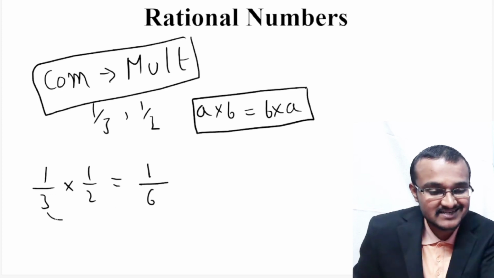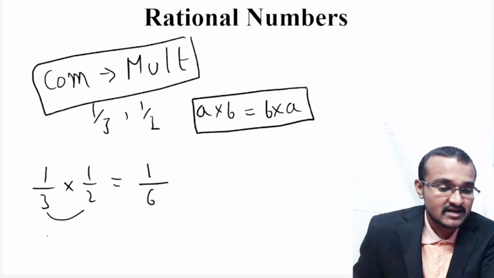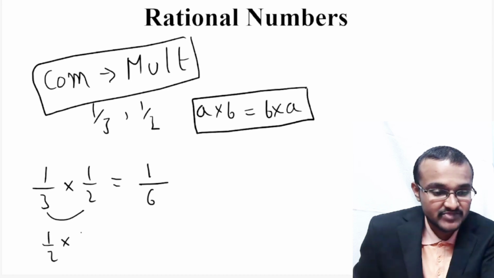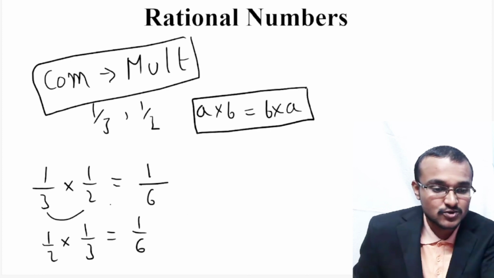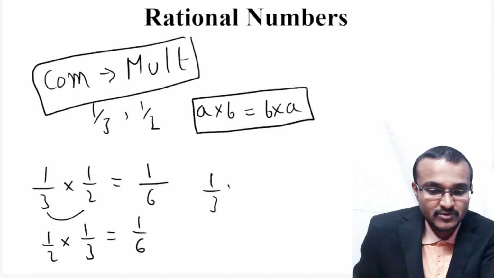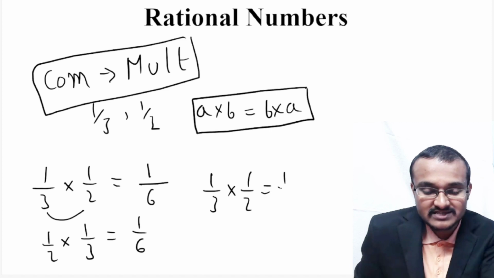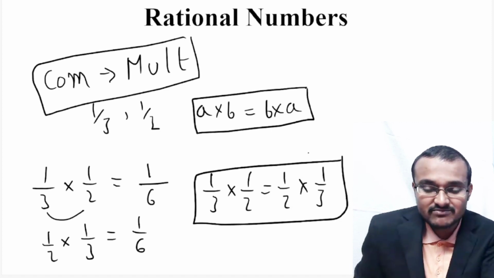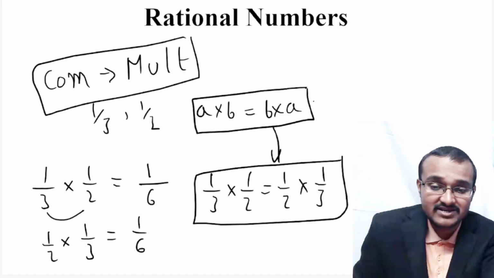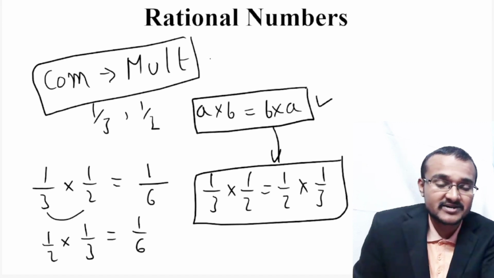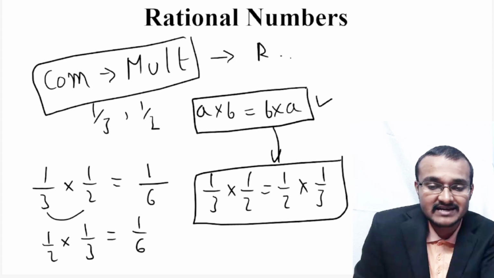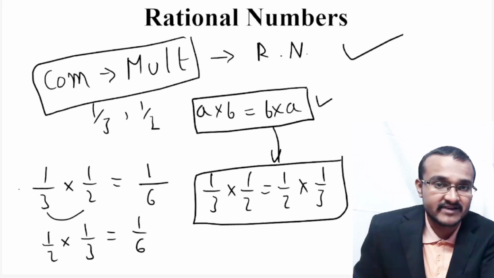So now if you interchange these two numbers and write it as b into a, that is 1 by 2 into 1 by 3, again it will be 1 by 6. So here you can see 1 by 3 into 1 by 2 is actually equal to 1 by 2 into 1 by 3. That means rational numbers are satisfying this condition. So commutative property under multiplication for rational numbers is also satisfied.